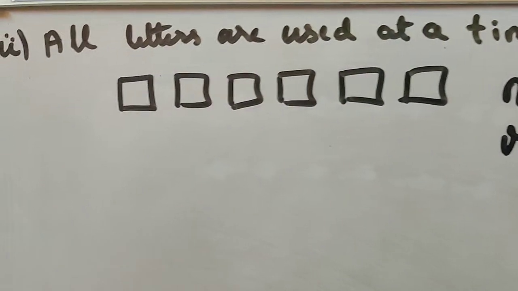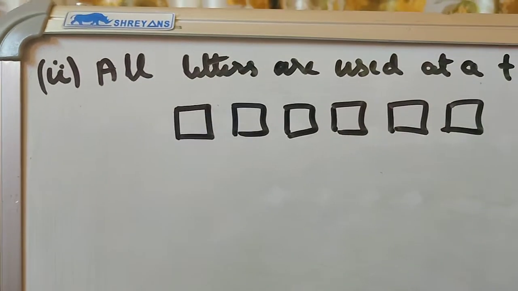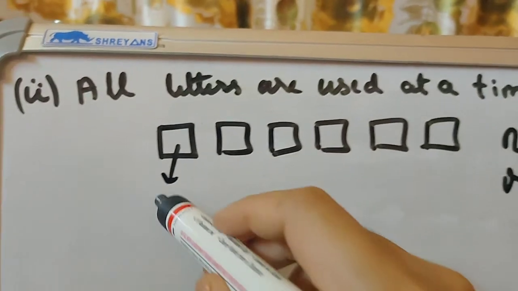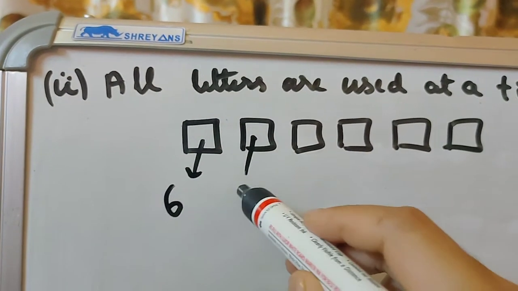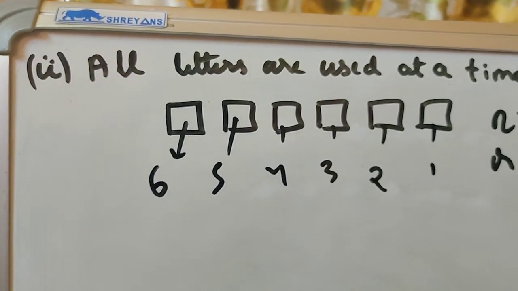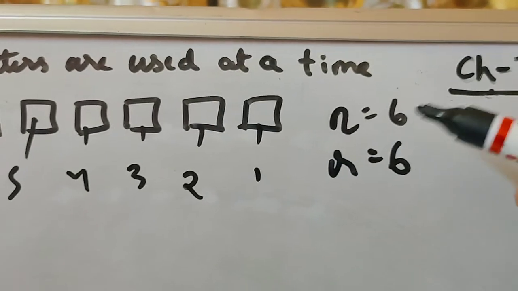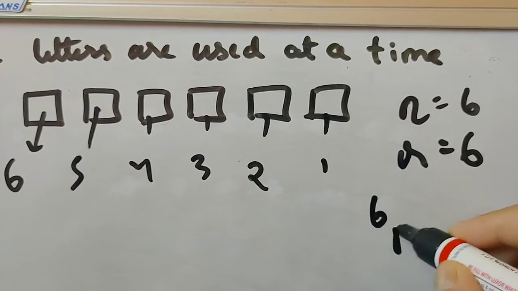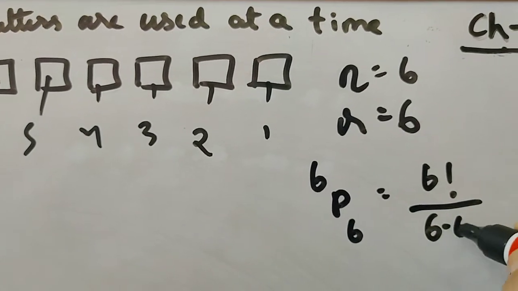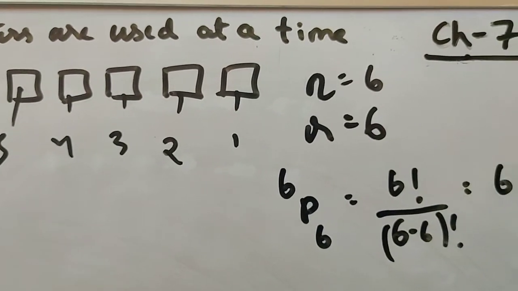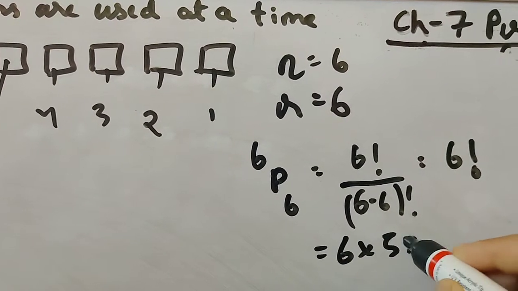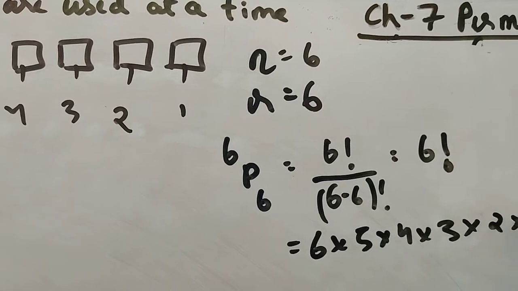Now, you see here, according to the principle of fundamental counting, for the first place you have 6 letters, so you have 6 ways. Then it will be 5, 4, 3, 2, 1. You multiply all, then you will get the answer. And similarly, using the permutation formula it becomes 6P6. So, 6 factorial divided by (6 minus 6) factorial, which will give you 6 factorial. Okay, 6 into 5 into 4 into 3 into 2 into 1.